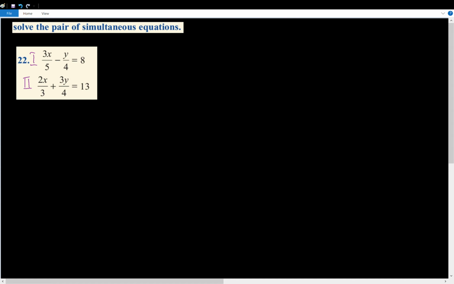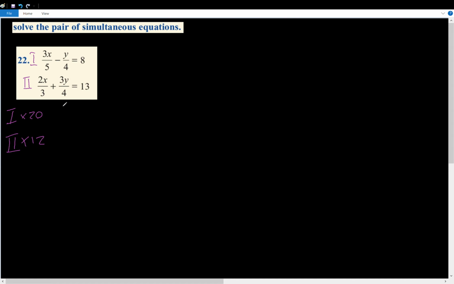Now our easiest bet in this case to start with will be to rewrite these equations without fractions, because it will be far easier to solve them without them. So to clear away the fractions, from equation 1 we're going to multiply it by the lowest common multiple of 5 and 4, which is 20. So we're multiplying equation 1 by 20. And for equation 2, we're going to multiply by the lowest common multiple of 3 and 4, which is 12. So multiply equation 2 by 12.